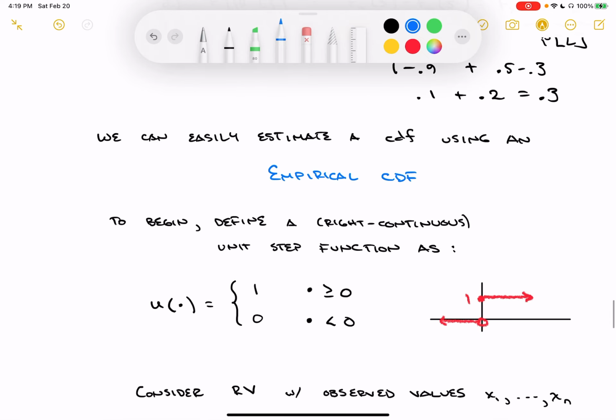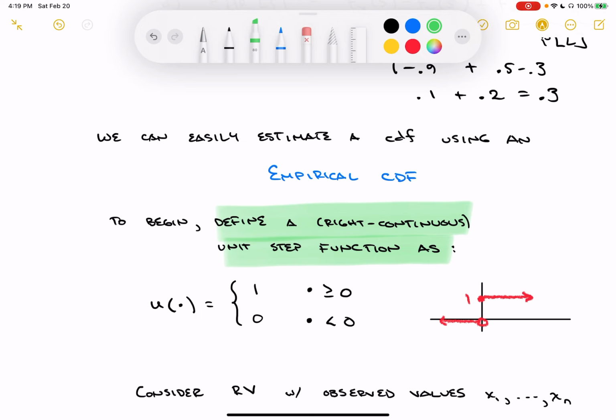I would also say that we can easily estimate a CDF using something called an empirical CDF. Let's go ahead and work our way through this as well. An empirical CDF is just something where we're going to estimate the CDF F_X using observed data. For us to probably make good sense out of this, I do want to begin by defining what is called a right continuous unit step function. For those people who've had signals as a class, this will look very familiar. We talk about this unit step a lot.